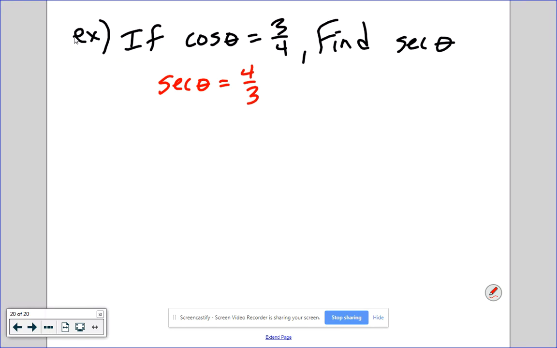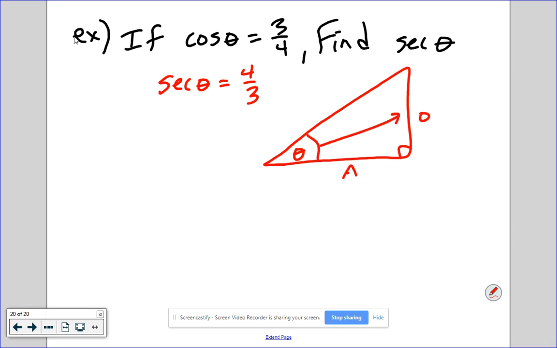Now, I could also give you one angle like that and say find all 6. Okay? So if I did that and said, if cosine is 3/4, find the rest of the trig functions, then what you would have to do is draw a right triangle. Okay? So you know this is opposite, adjacent, hypotenuse.